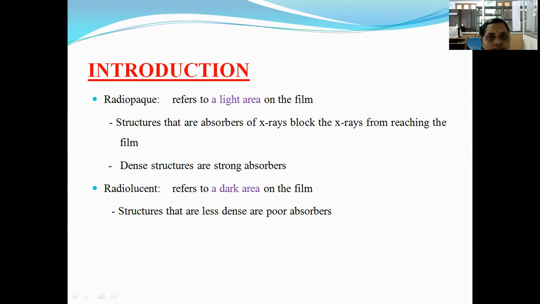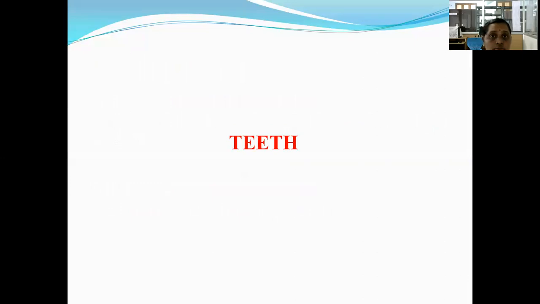So radiopaque refers to the light area on the film. Structures that are absorbers of X-rays block the X-rays from reaching the film. So the dense structures, which are strong absorbers, will appear radiopaque. Whereas radiolucency refers to a dark area on the film; the structures that are less dense, poor absorbers, appear radiolucent. So moving on to the landmarks of the teeth.